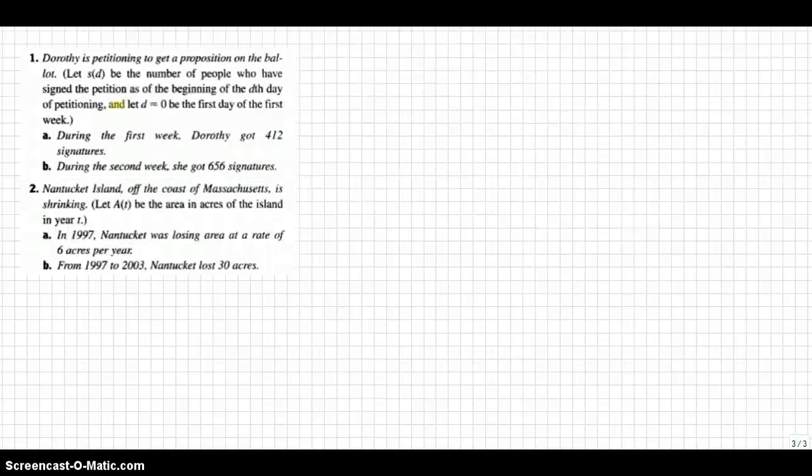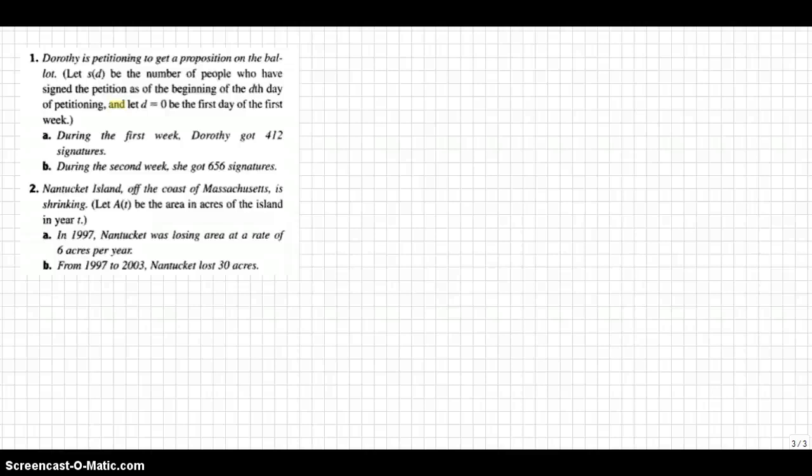The next section starts to talk about integrals. And integrals are a little bit trickier and a little bit different. Integrals tell you something about total change. So let's think about number 1. In number 1, Dorothy is petitioning to get a proposal on the ballot, and we're going to let S of D be the number of people who've signed the petition as of the beginning of the D-th day of petition. So S of 0 should be equal to 0 because as of the beginning of the day, she wouldn't have gotten any signatures. And we'll let D equal 0 be the first day of the week.